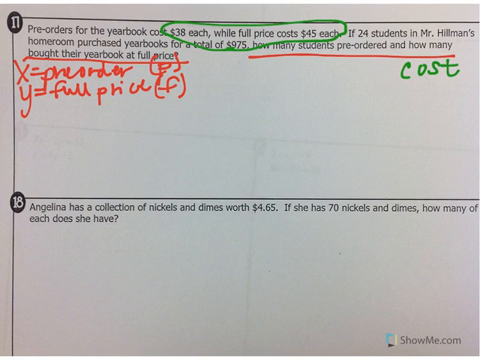Okay, so 38 is a cost for the pre-order. So you put 38P. 45 is a cost for the full price, so you put 45F. And those total, it says, is $975. So you put it equals $975.